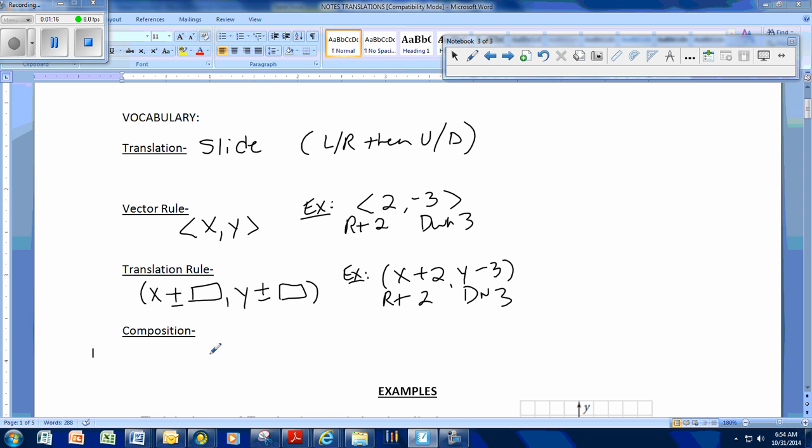And last, we have something called a composition, which is 2 or more translations. So that would be like 2, -3 for the first one, and then let's say 4, 5 for the second one. So that would go right 2, down 3, and then it would go right 4, up 5.